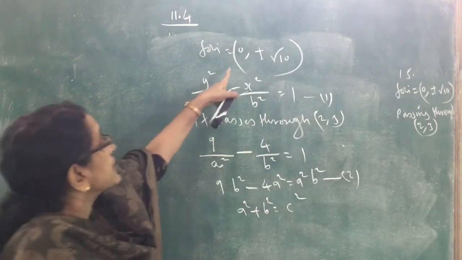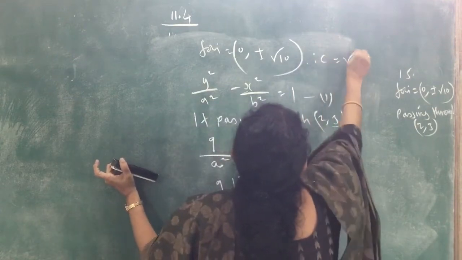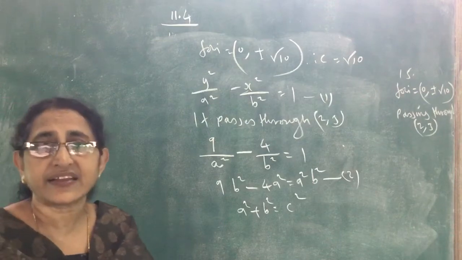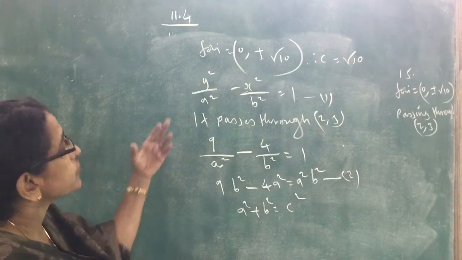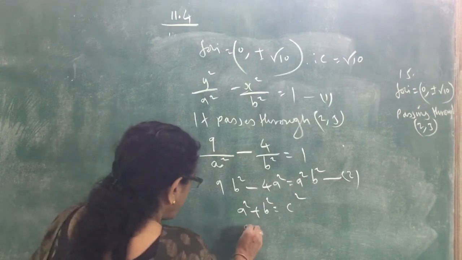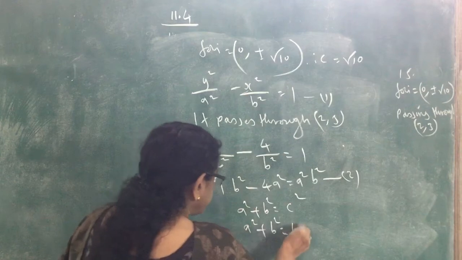So given c, we get c equal to root 10. So 0 plus or minus root 10, that is 0 plus or minus c. So c equal to root 10. So c square, what is c square? Therefore a square plus b square equal to c square, that is 10.